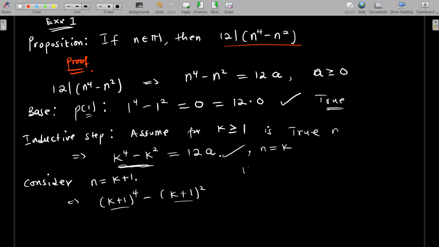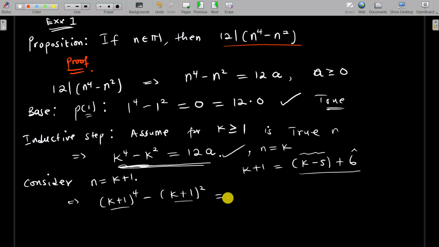Now notice that k plus 1 is the same as k minus 5 plus 6, right? If I add these, I'm going to get k plus 1. The idea is if I put this 6 inside, and this guy is less than k, it means it satisfies this condition I have here. I don't know if you get the point. So anything below k and k itself, that thing to the power 4 minus that thing squared can be rewritten as 12 multiplying a, right?